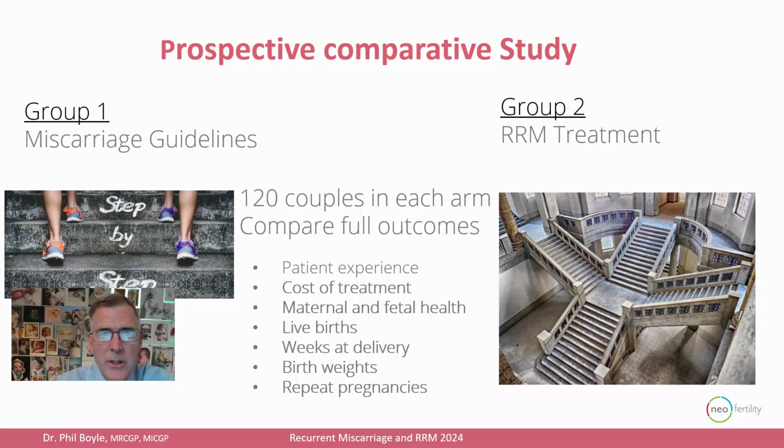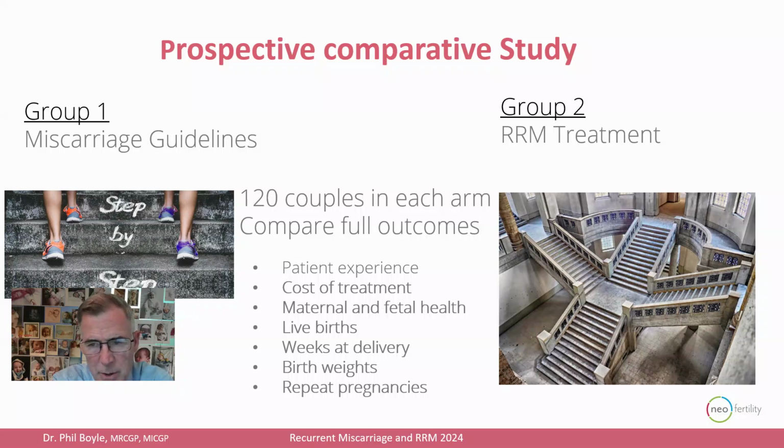And we need to conduct prospective comparative studies looking at traditional miscarriage guidelines compared to restorative reproductive medicine. And their guidelines have a step-by-step approach. And I would propose we would conduct a study looking at 120 couples in each arm and compare full outcomes.